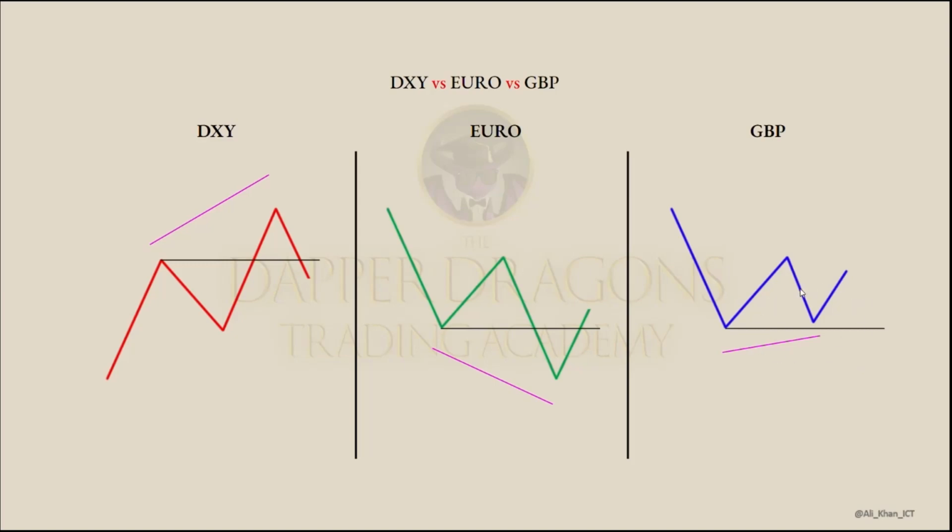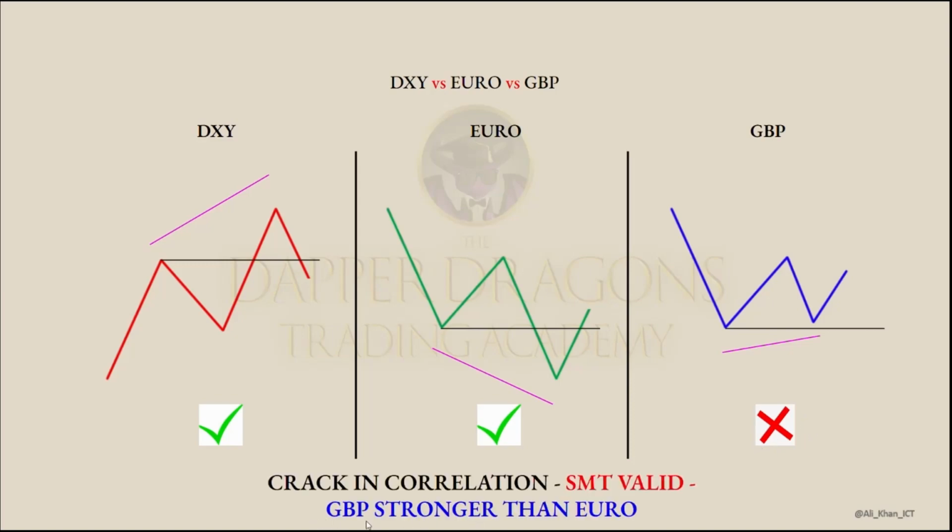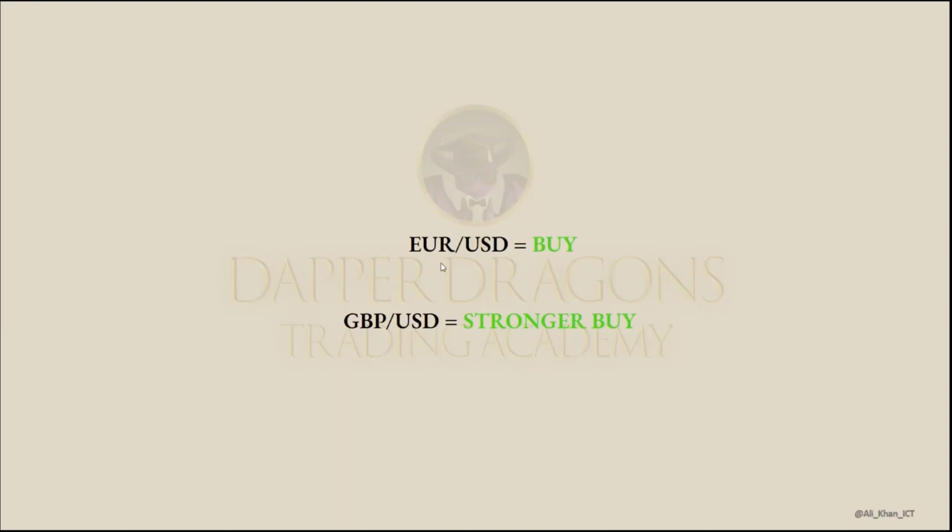Because the pound is under institutional accumulation and it's failing to go lower, so there's an unwillingness for it to take out its sell side liquidity, there is relative strength in the pound versus the dollar. So we have our cracking correlation, and the pound is stronger than euro. Therefore, euro USD in this case is a buy, but pound dollar is going to be the stronger buy.